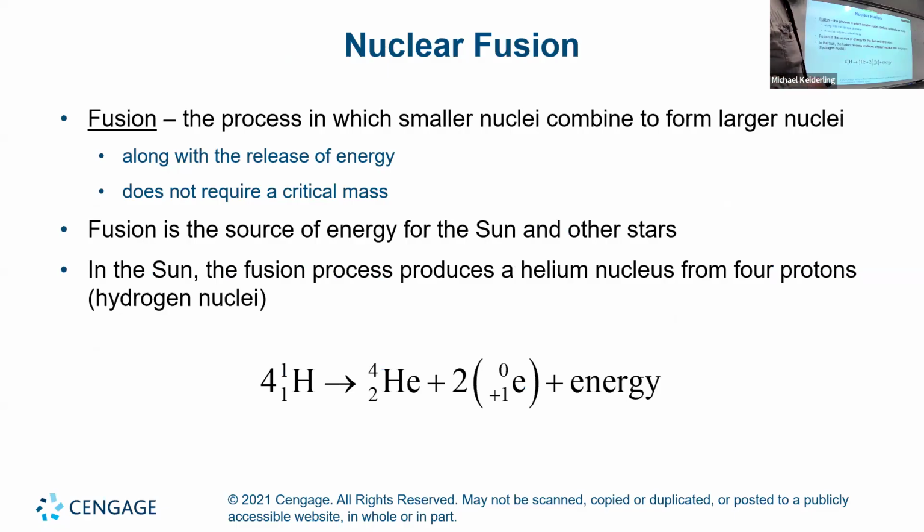Now, nuclear fusion is the process by which smaller nuclei combine to form a larger nucleus, along with the release of energy. It doesn't require a critical mass. It's the source of energy for the sun and other stars. In the sun, we use this wonderful thing where 4 hydrogens turn into a helium, some positrons, some gamma rays, some neutrinos, and energy. And that's happening all the time. We can't do that easily on Earth.